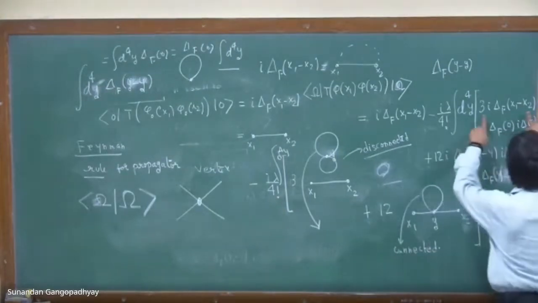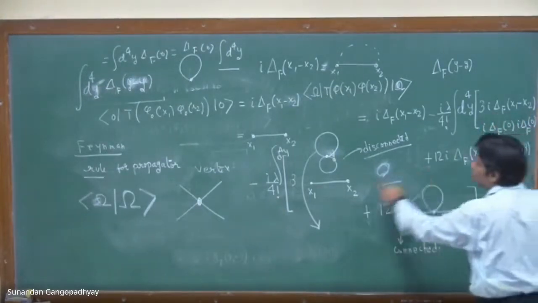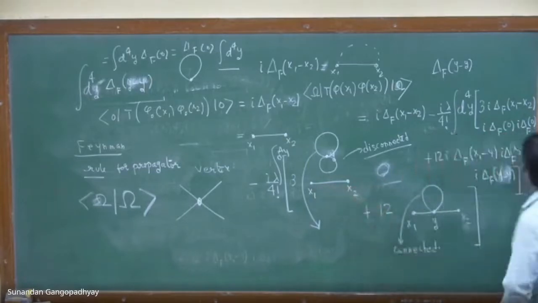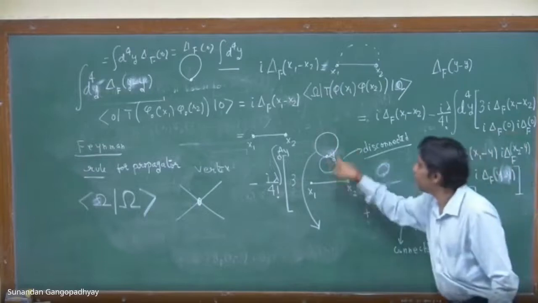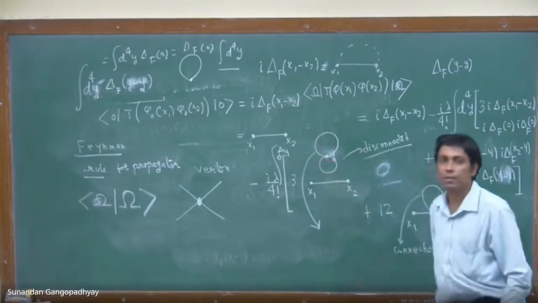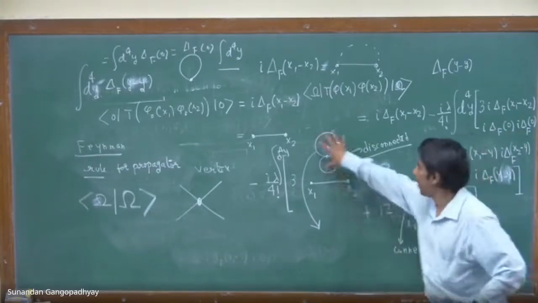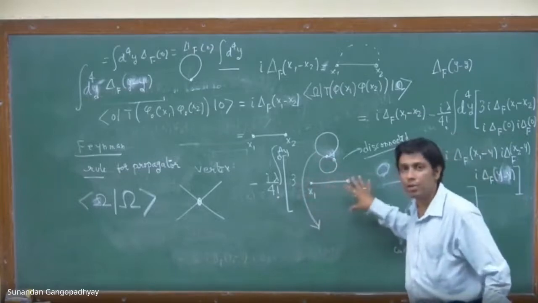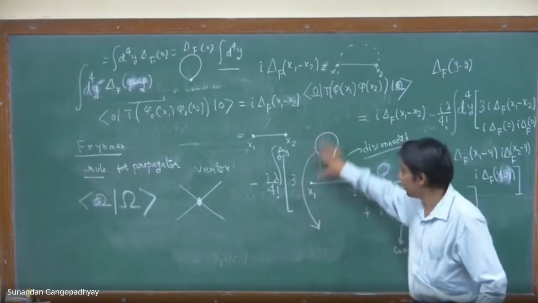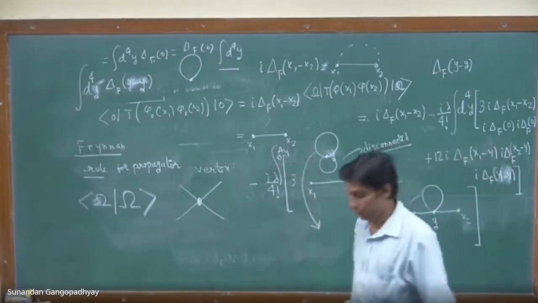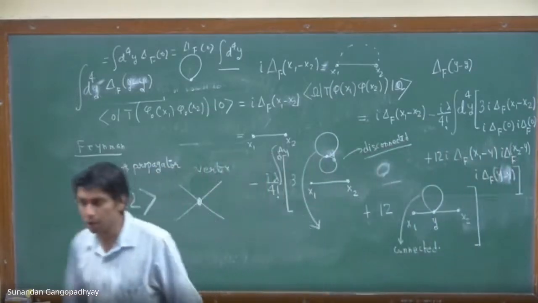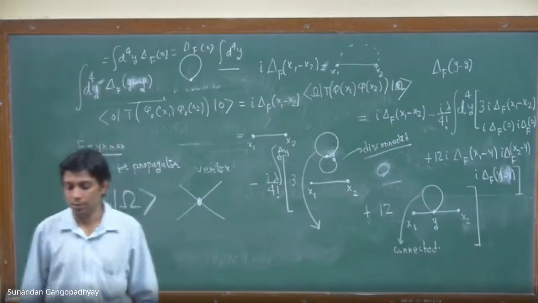What about this term? x1 to x2 is this propagator, and there are two bubbles centered at y. See, this is the point y, and this y is decoupled from x1 and x2. So this is a disconnected diagram, and you have an integration over y sitting outside. Now is it clear? Yes.